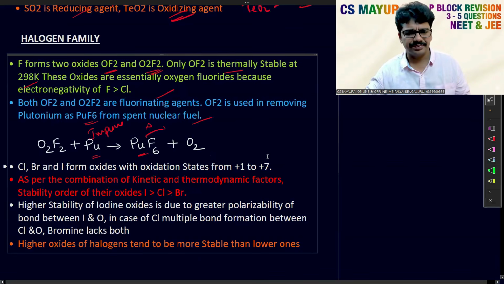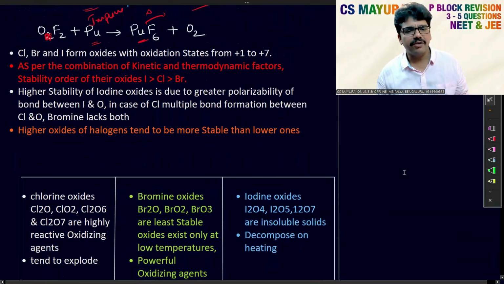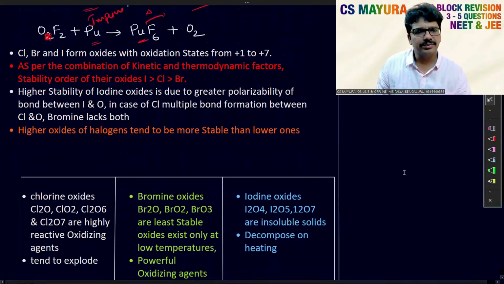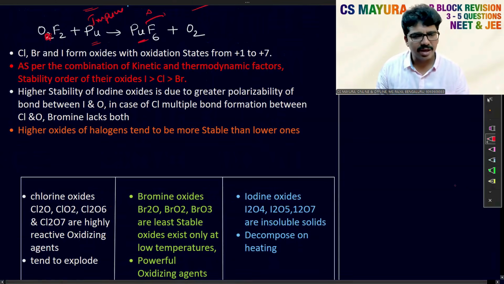because this is unstable. Next, chlorine, bromine and iodine form oxides. We discussed the binary compounds of fluorine with oxygen. Now the next compounds are those of chlorine, bromine and iodine. They form oxides from +1 to +7. +1 is there, +3 is there, +5 is there, and +7 is also there.